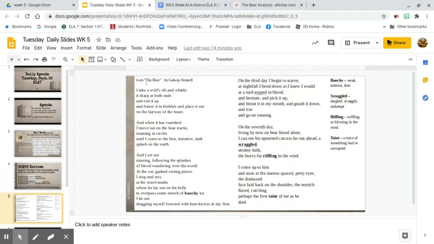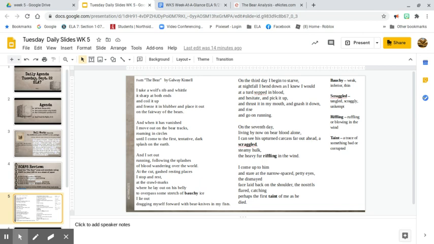So this is called The Bear from Galloway Kinnell. I take a wolf's rib and whittle it sharp at both ends, and coil it up and freeze it in blubber and place it out on the fairway of the bears. And when it has vanished, I move out on the bear tracks, roaming in circles until I come to the first tentative dark splash on the earth.